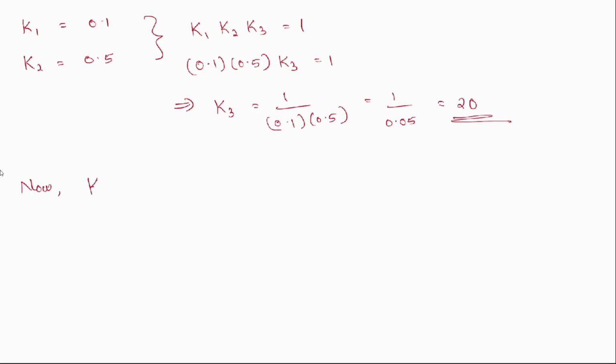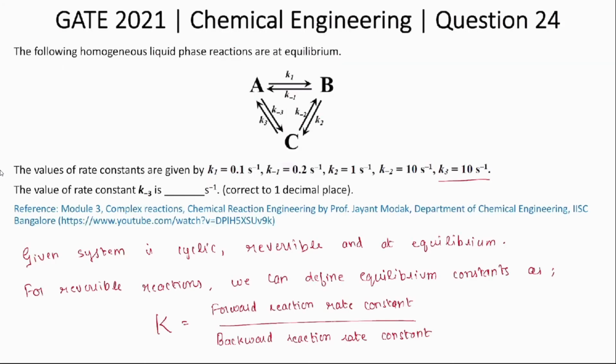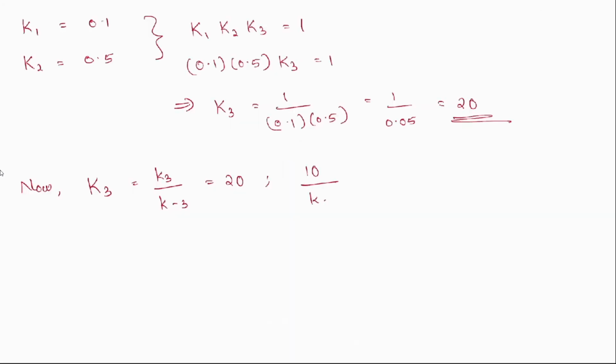Now the equilibrium constant K3 is equal to the forward reaction rate constant k3 by the backward reaction rate constant k minus 3. They have given the value of k3, the forward reaction rate constant, and we just found the value of the equilibrium constant K3. So we substitute these two values here and we can find the value of k minus 3. So 10 by k minus 3 is equal to 20, and k minus 3 will be 10 by 20, and that will be 0.5.